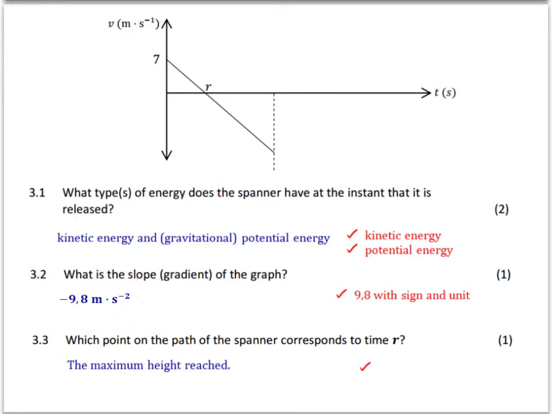Question 3.3, the point on the path of the spanner corresponding to time r. We've already spoken about time r being the point at which your spanner is momentarily at rest, and your spanner is momentarily at rest with a 0 velocity at a point of its maximum height.